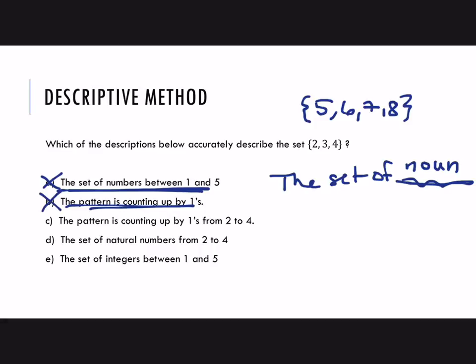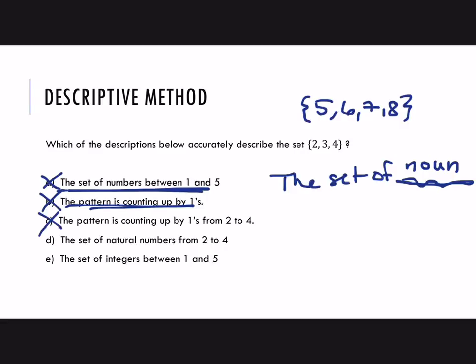How about the pattern is counting up by ones from 2 to 4? Again, this is a true statement, and it's pretty clear what set is meant, but it just doesn't fit the technical format of the descriptive method. It doesn't start with the set of something. So I'm going to throw that one out as well.